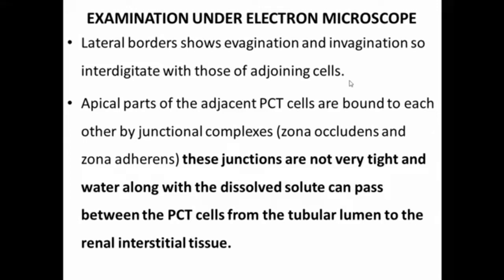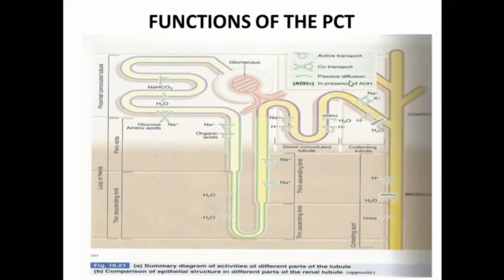The apical parts of the adjacent PCT cells are bound to each other by junctional complexes, zona occludens and zona adherens. These junctions are not very tight, and water along with the dissolved solute can pass between the PCT cells from the tubular lumen to the renal interstitial tissue.